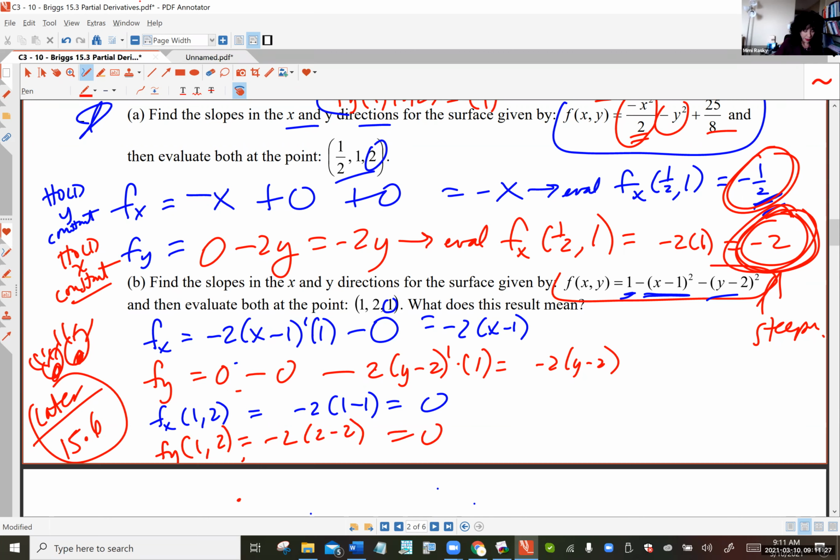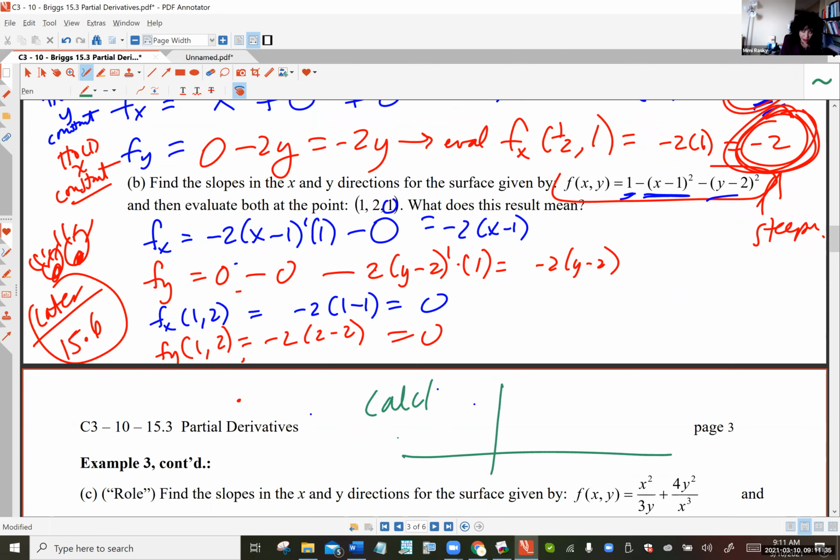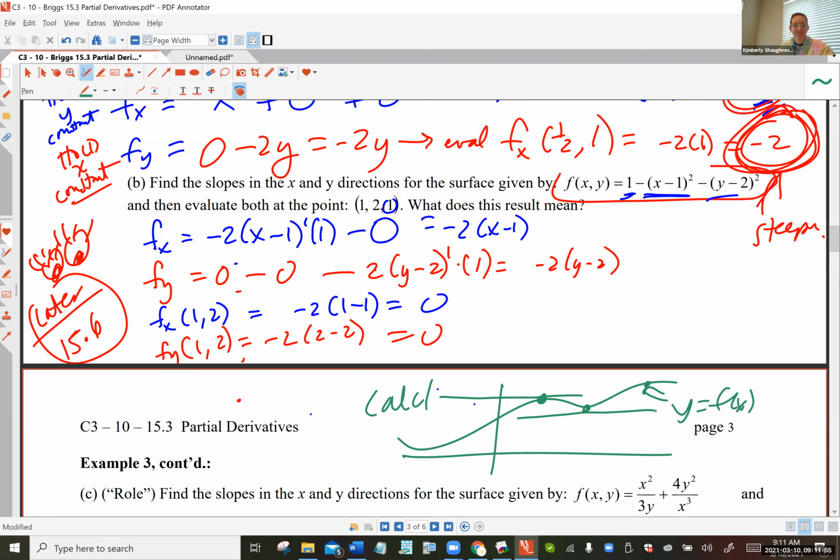What does this mean? Let's talk about what it meant when you were in Calc 1 so you could get a handle on what it means here in Calc 2. In Calc 1, when you had some, say, function, let's say this is a graph of y equals f of x, and right here at the peak of a mountain or at the bottom of a valley, do you remember that the tangent lines were horizontal? And so your slopes were 0 at those points? Please say yes. Yes. Okay, good.